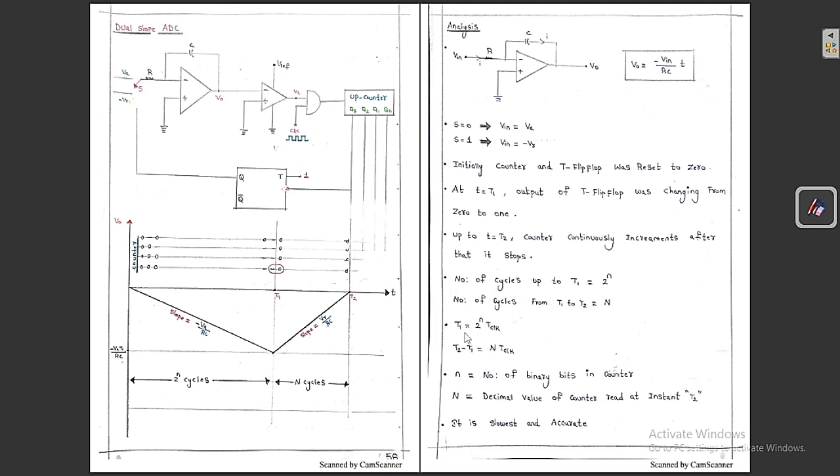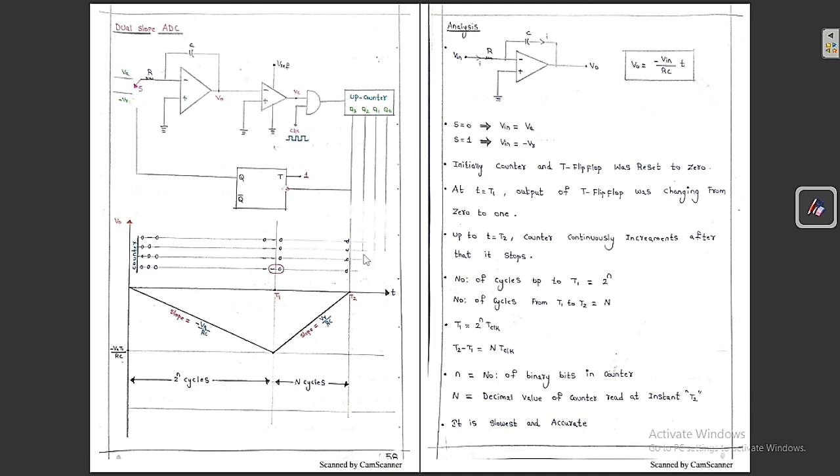Then what is T1? T1 is equal to 2 to the power of n into T clock, and T2 minus T1 is nothing but N into T clock. Here small n is called the number of binary bits in the counter, and capital N is called the decimal value of the counter read at the instant T2.